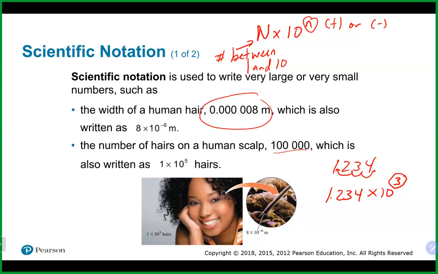1,234 is a large number or small number? It is a large number. So usually large numbers have positive exponents. So that's a good way to remember that.